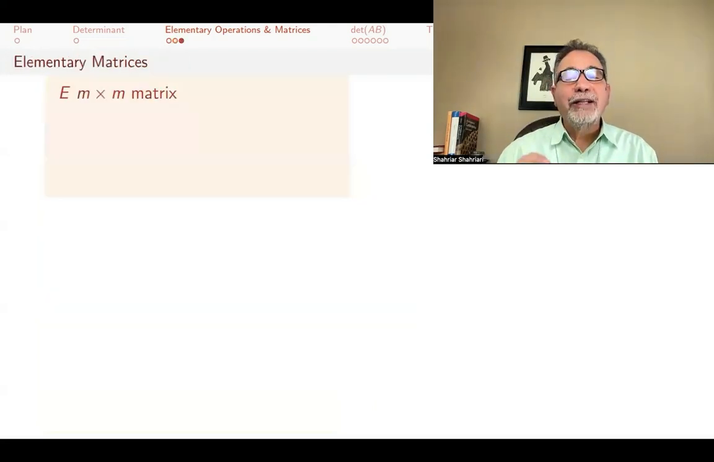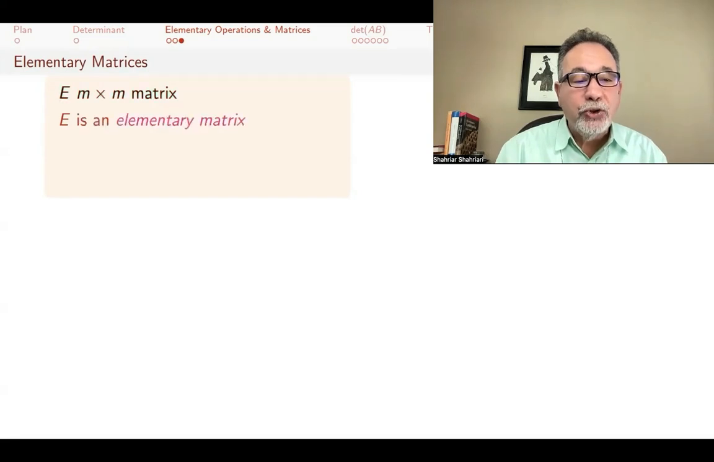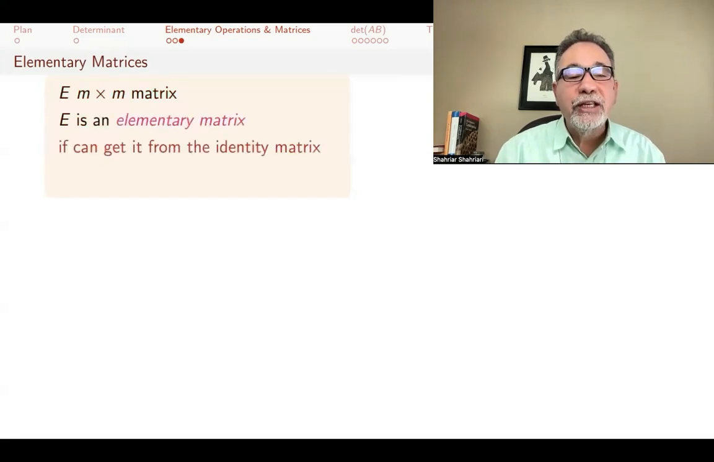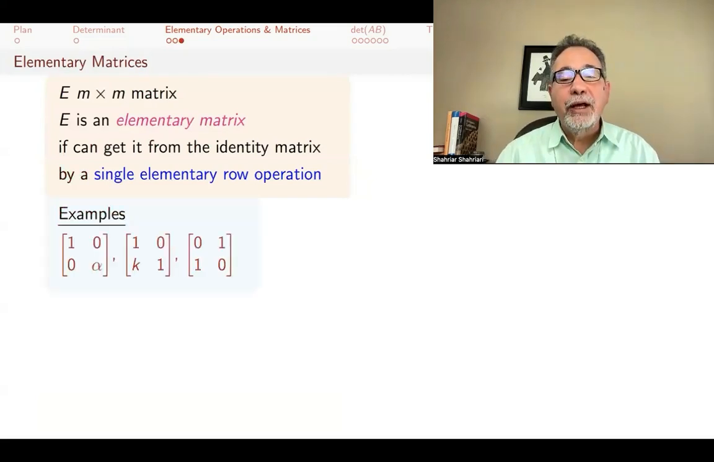Now, let's talk about elementary matrices, which is quite different than elementary products in an n by n matrix. If you have an m by m matrix, a square matrix, it's called an elementary matrix if you can get it from the identity matrix by a single elementary row operation. So for example, these are some elementary matrices. The first one, I multiplied the second row by alpha. As long as alpha is non-zero, this is an elementary matrix.